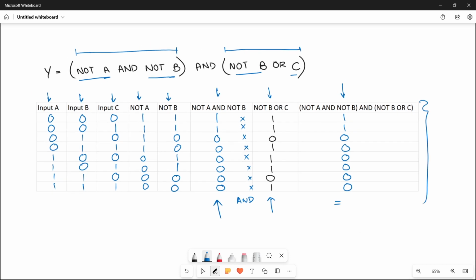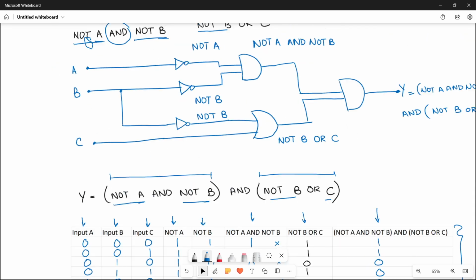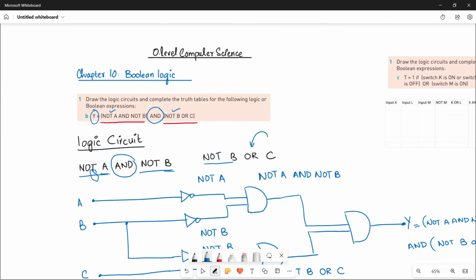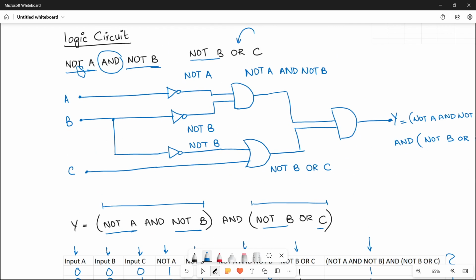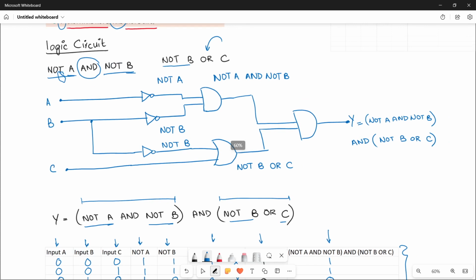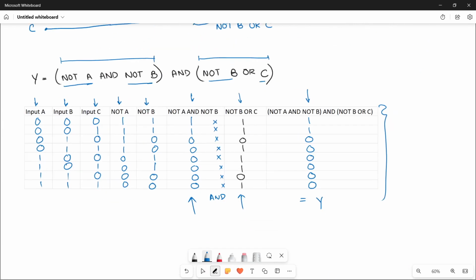We call it Y. So this is how you have to fill the truth table of example of part B. Question number 1, activity 10.4. So this is your logic circuit and this is your truth table.